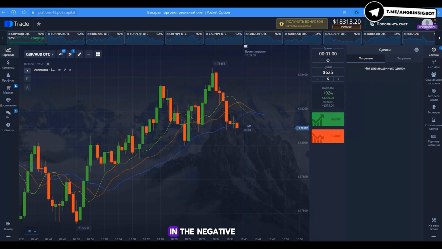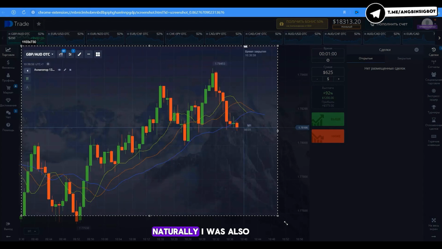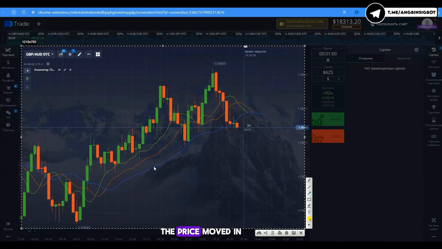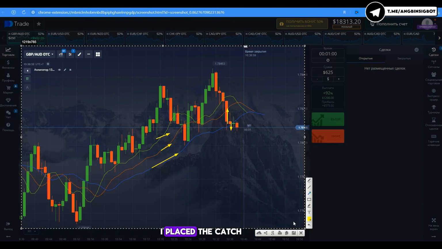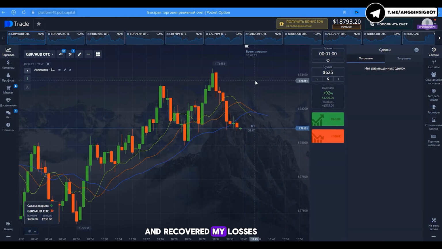The base was again in the negative, but the catch was in the positive. Naturally, I was also in the positive. The price moved in large ranges, but the moving averages still indicated a strong trend. From the very bottom, I entered a buy position. In the end, the candle changed color, so based on the color, I placed a catch on a sell position and recovered my losses.